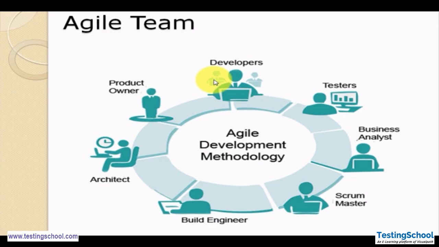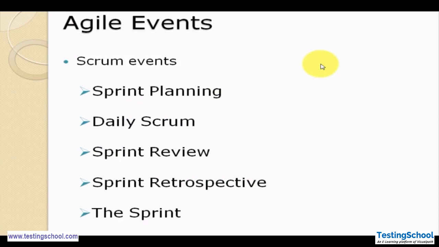Then let's move to our events. So what all events are available in the agile model? The model begins with the sprint planning. In the sprint planning, we plan for our current cycle. Let's say our sprint is 15 days. So in the sprint planning meeting, we decide what all things we are going to take in this particular cycle, what we will develop and what we will test and deliver to the end client.